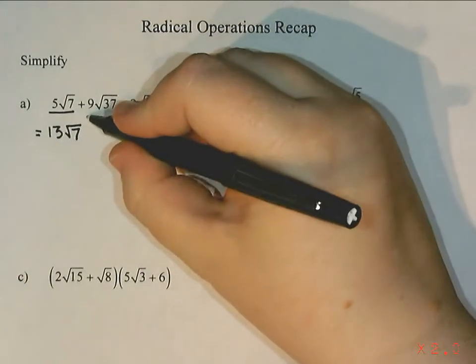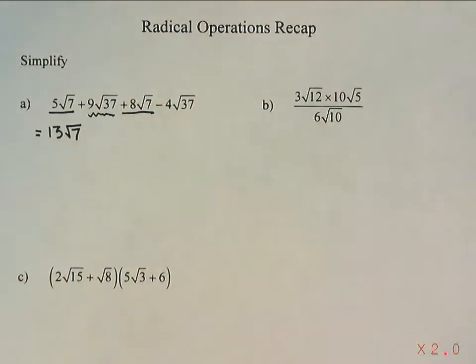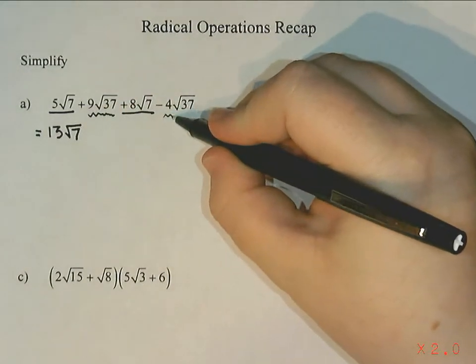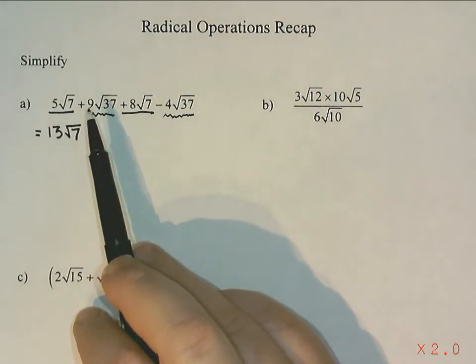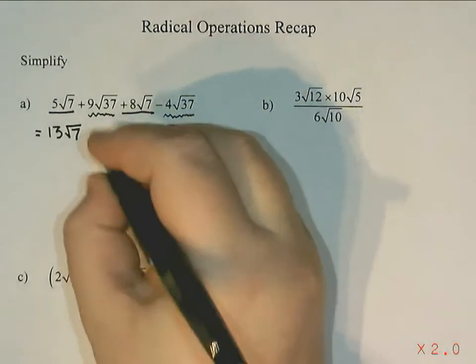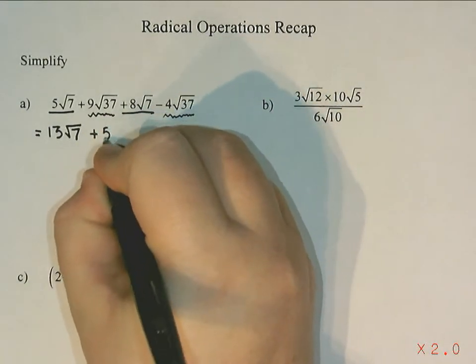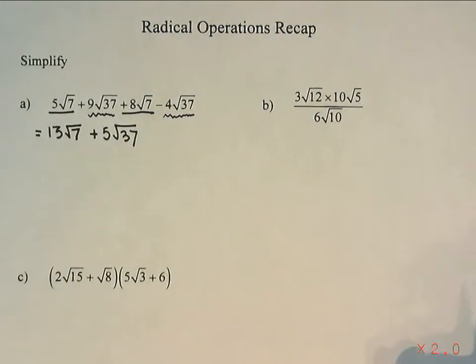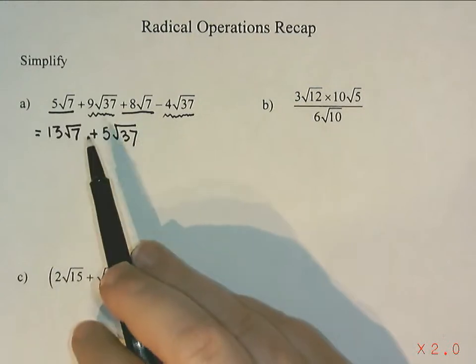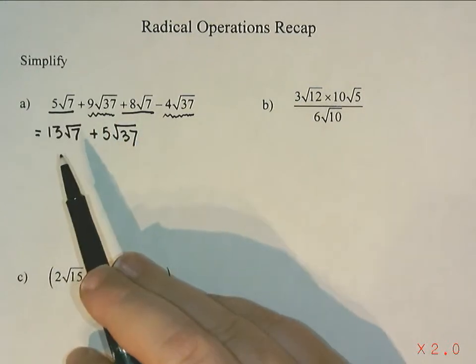And then I have a 9 root 37 and a minus 4 root 37. So since they have the same number under the square root, I can combine those to get 9 minus 4, which is 5, times the square root of 37. Now, I cannot simplify that any further because the roots are not the same, so that would be my final answer right there.